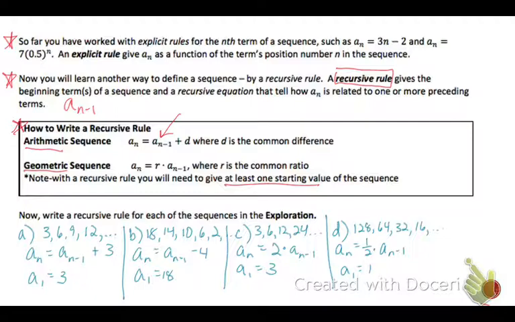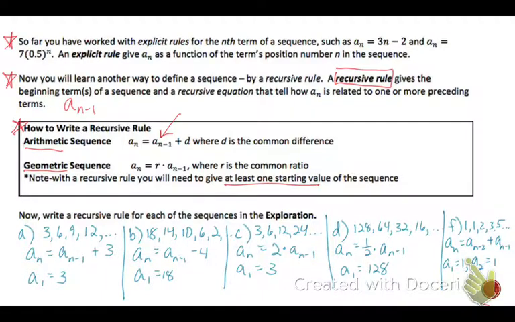So we're going to skip E, and let's go to F, the Fibonacci sequence. Now, the trick with the Fibonacci sequence is that to generate a term, and we start with the third term, you have to add the 2 terms in front of it. So to show 2 terms in front, we're just going to have a sub n minus 2 plus a sub n minus 1. And then we need to give 2 starting terms for our Fibonacci sequence. So we can write it using our recursive rule with 2 starting terms.